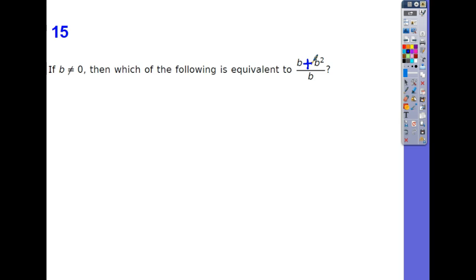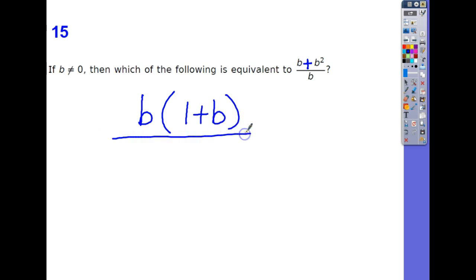Factor first. What can factor out of the numerator? The numerator you can factor out a B. Now this B right here, does it have any adding glue? Then you can cancel this, and the answer was 1 plus B.